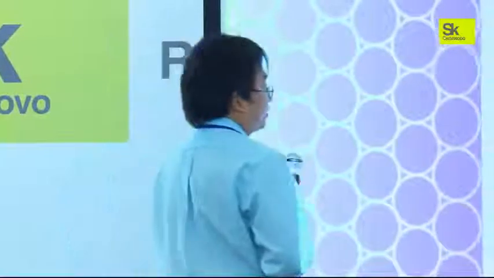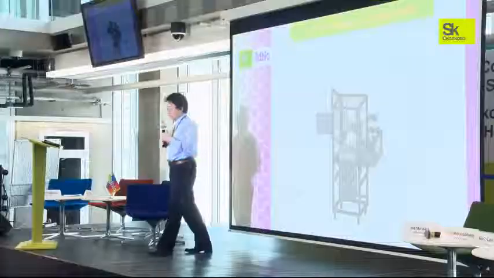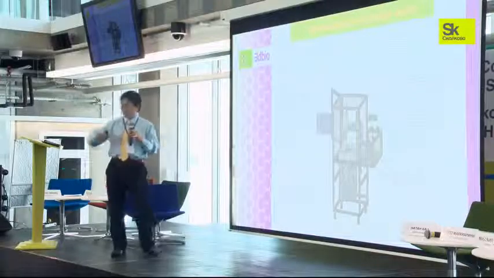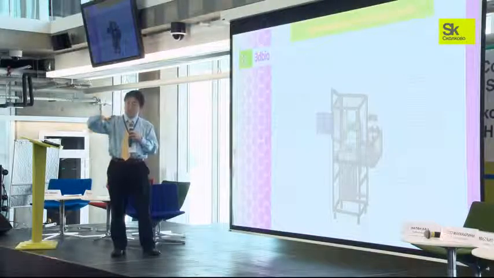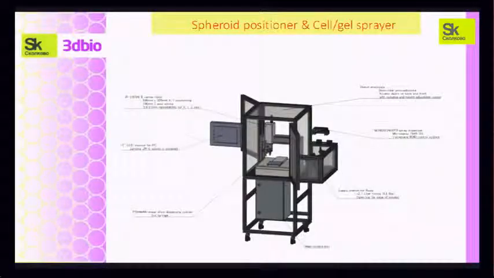Okay, so we have a technology to make spheroids or micro tissues. Then how do we put them together? Working with Dr. Mironov, we developed a spheroid positioner with cell spray technology, which allows us to put the three-dimensional spheroids together to form three-dimensional structures or patterns.